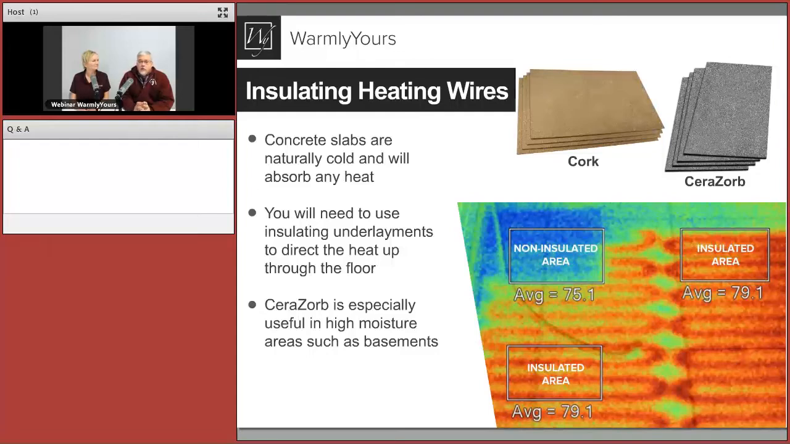So if you take a look, we did this really fancy software stuff. In that upper left-hand corner, that average temperature there is 75.1. In the upper right-hand corner and the lower left-hand corner, that temperature is 79.1. Which is really where you want it to be. And the key here is this is when you're going over a concrete slab. Right. And really, when you go over anything, if you want to improve your efficiency, you put something with an R value below the cable. But it's really, really needed over the top of a concrete slab.